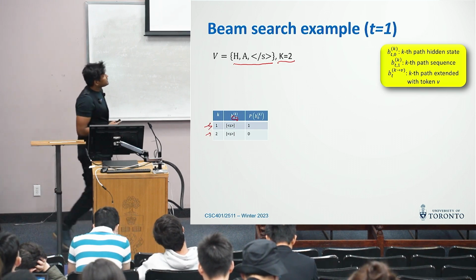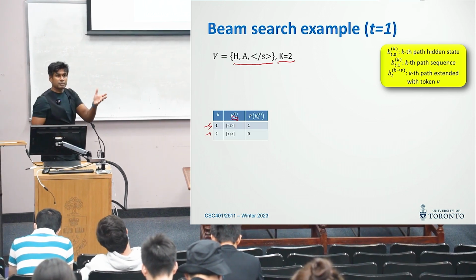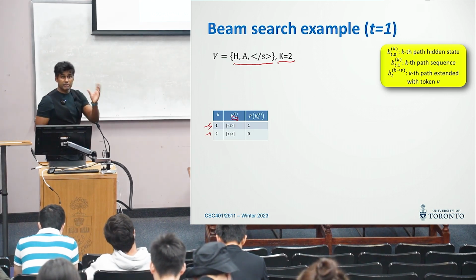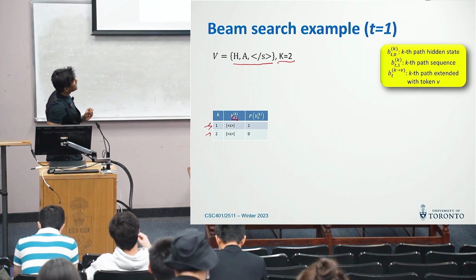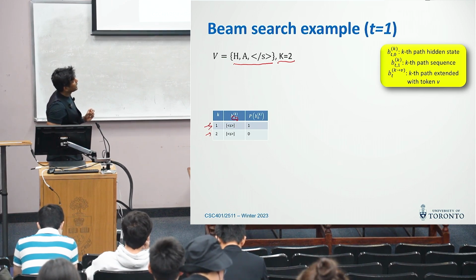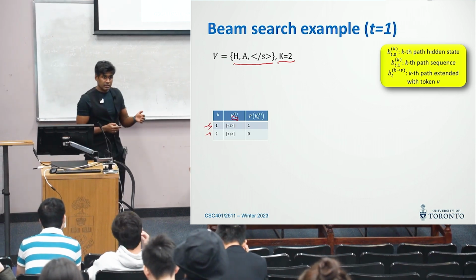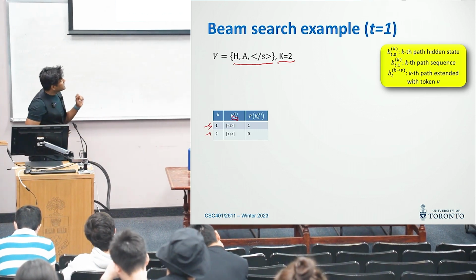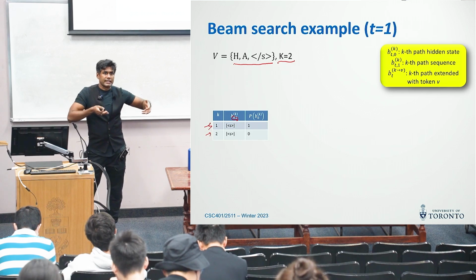So the first subscript is our time step, okay? So here when you're initializing, it's B0, 0 signifies it's t equals to 0. And the second subscript can take possible values of 0 and 1, okay? 0 is the kth path hidden state. This is our H tilde vector, okay? And T1 is the kth path sequence. So this is the partial translation.